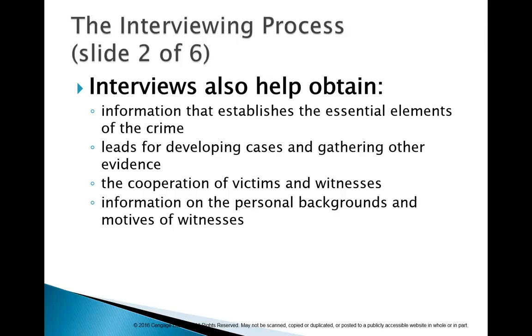about the personal backgrounds, we can potentially gather information about motives of the witnesses and whether they're telling us the truth.